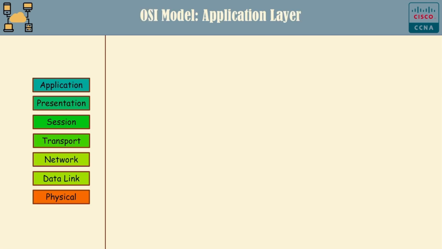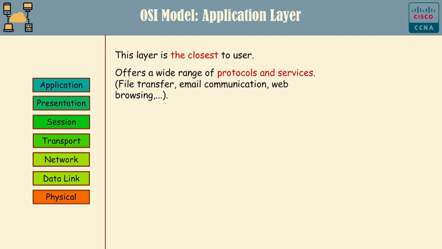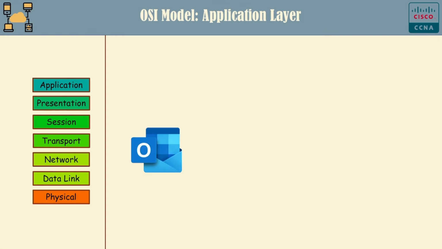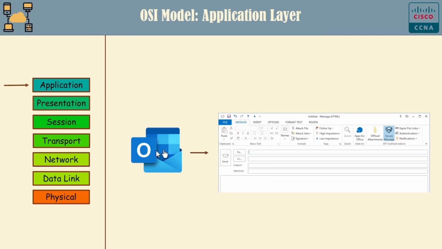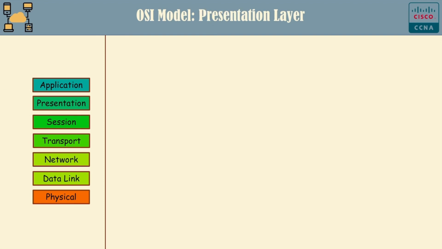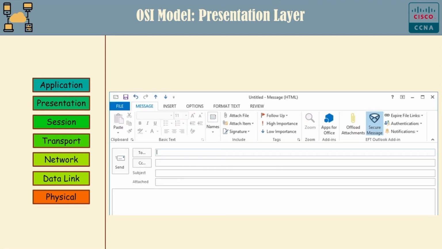The application layer is the layer that is the closest to the user. It offers a wide range of protocols and services, such as file transfer, email communication, and web browsing. Example: when we double-click the Outlook icon, an interface for email composition and sending is opened. This functionality is provided by the application layer. The application layer refers to the software installed on a PC or server. Move on to the presentation layer.